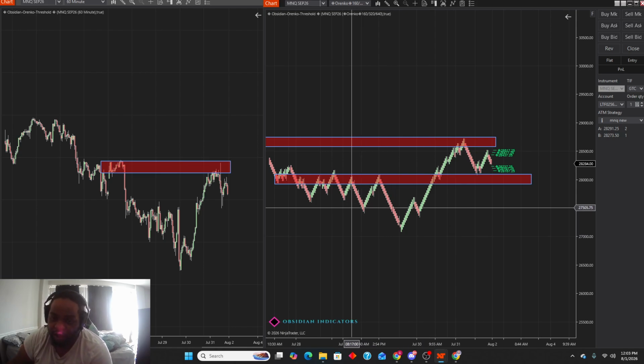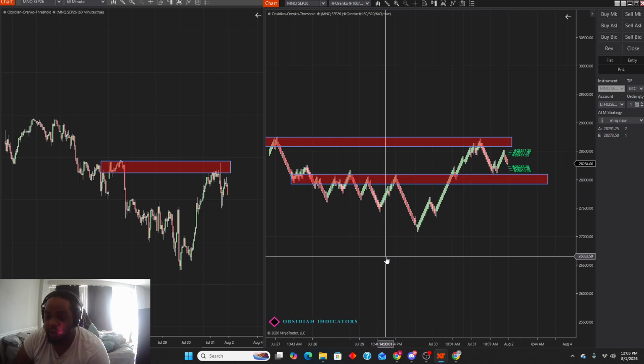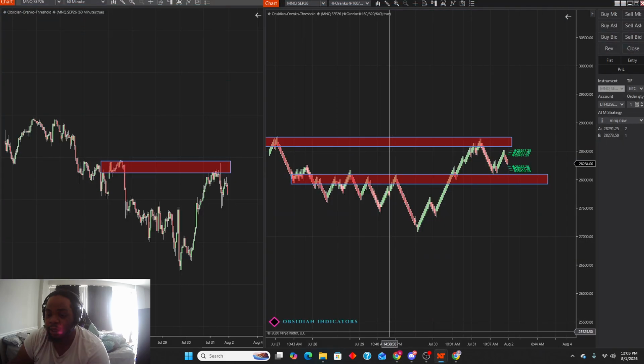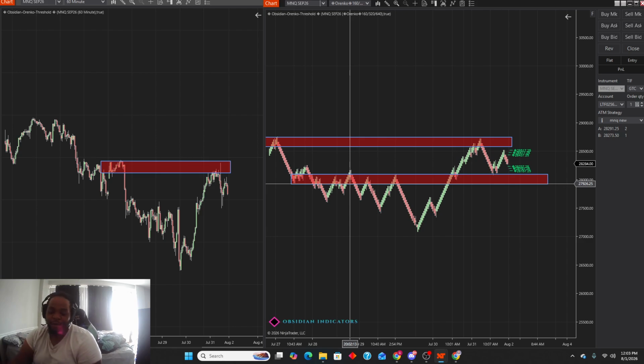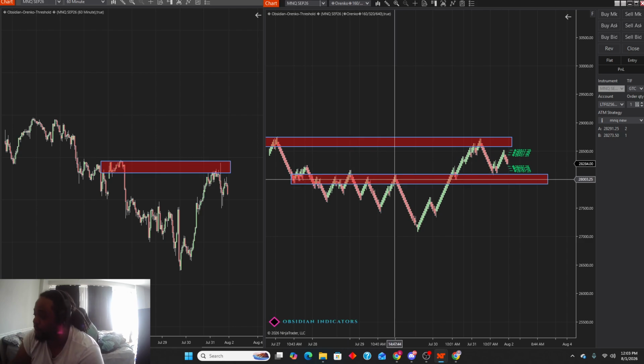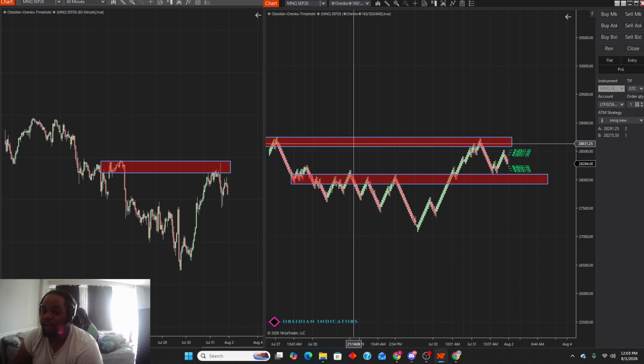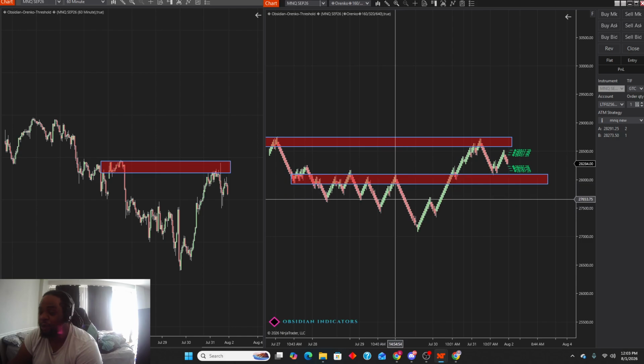Now, if price is over here and we're selling, what is our next thing to do when it comes to entries? Wait for price or accept where it's at. So if price is here and I say we're selling, I wait for price to throw a sell setup and I take it. That's what I mean, wait for where it's at. Or I wait for price to come back within an area of my interest, which would be up here or here, and I will fly into a smaller time frame and look for a sell setup.